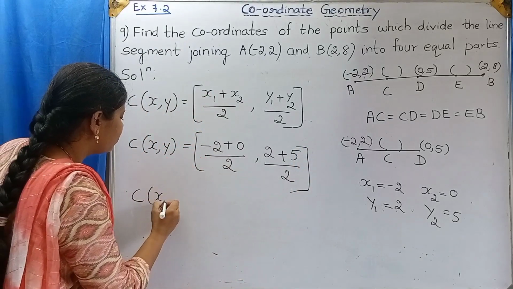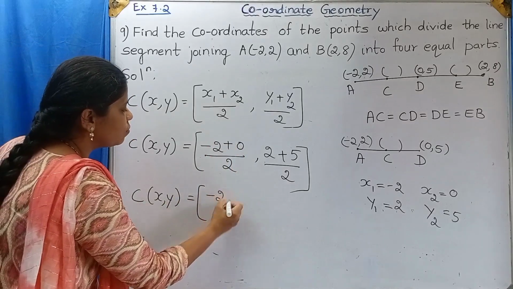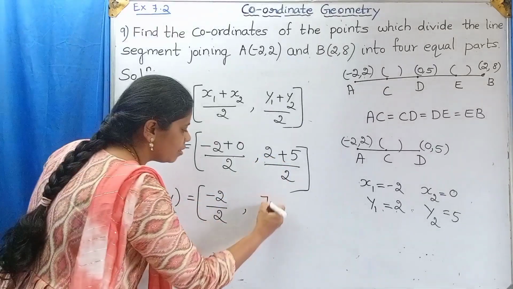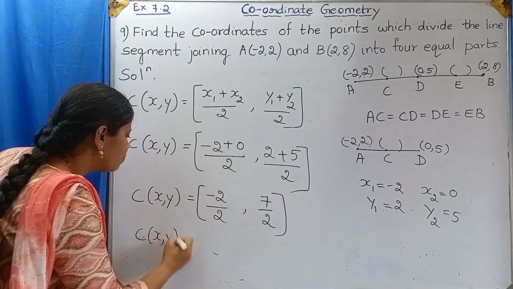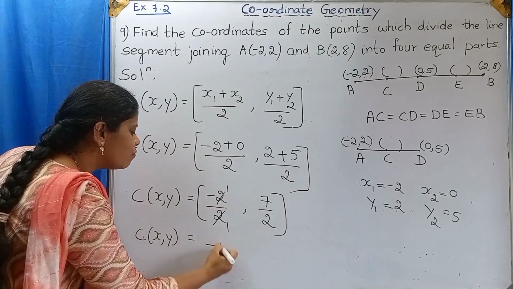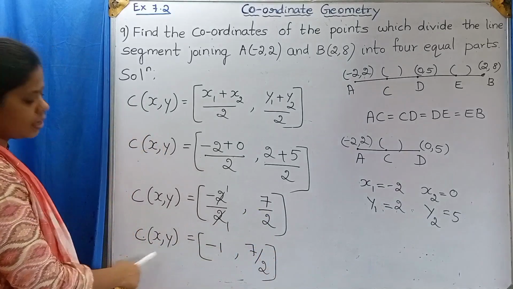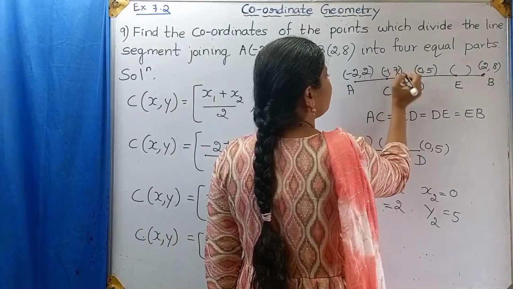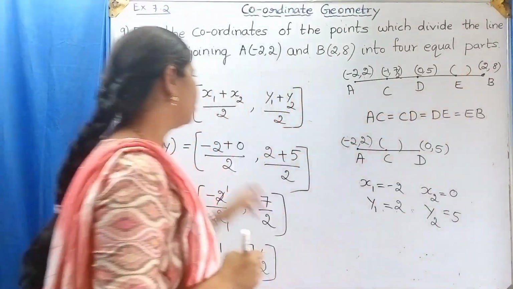C(x, y) is equal to -2 plus 0 is -2, divided by 2, comma, 2 plus 5, that is 7, divided by 2. See here, 2 ones are 2. Therefore, it is -1, comma 7 by 2. The coordinate of C is (-1, 7/2). Okay. Now we have to find out the coordinate of the point E. Let me rub this.